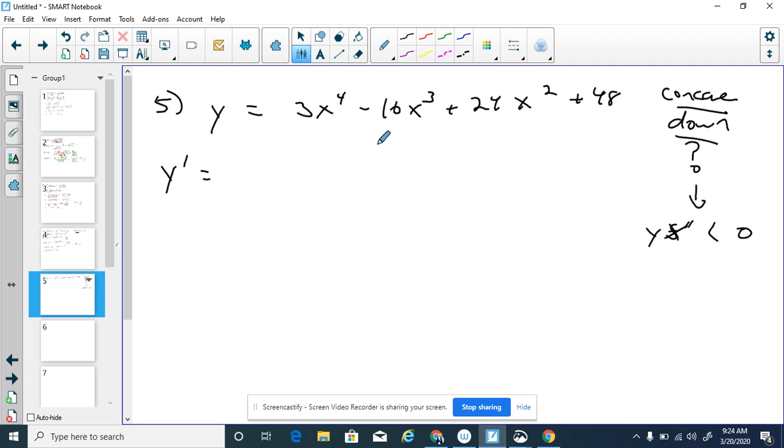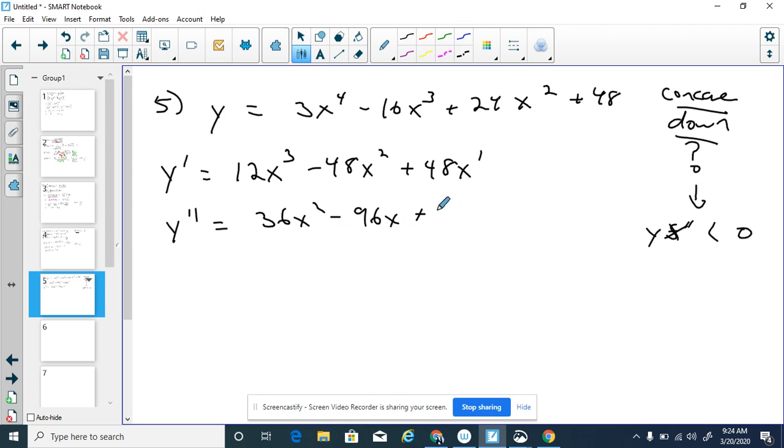So y prime, the derivative of a sum is the sum of the derivatives. I keep saying integral, but I should go back and redo this video, but I'm not because I'm already like 10 minutes in. So the derivative of a sum is the sum of the derivatives, difference of derivatives, that's what we're using here. So you're going to get 12x cubed minus 48x squared plus 48x to the 1 plus 0, right? Derivative of a constant is 0. Y double prime would be 36x squared minus 96x plus 48.